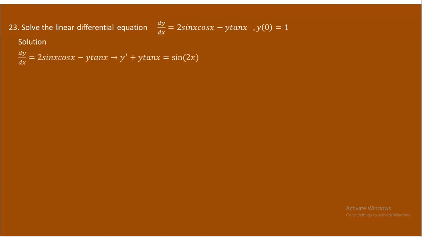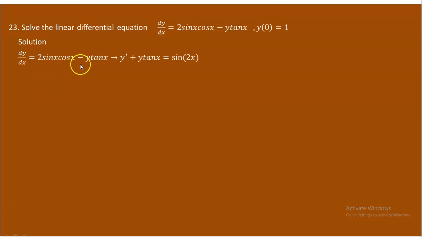You see, another question for you, and that is question number 23. It says solve the linear differential equation given by dy over dx is equal to 2 times sine x cos x minus y tan x, where y at 0 is 1. Students, this by itself is a linear one because we can rewrite this in terms of linear form. How is that done? Let's see. The solution of this goes in this way.